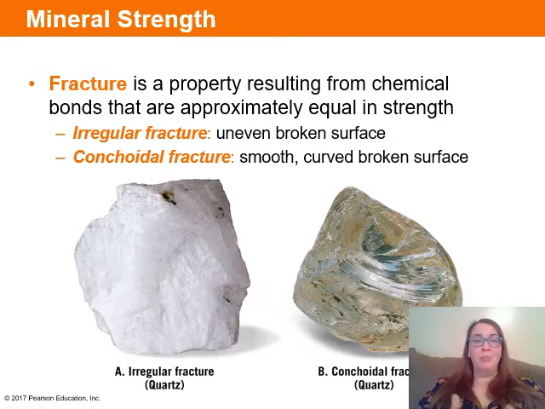If I just drop a plate on the ground, I have no idea what kind of pieces or what shape those pieces it's going to break into. That's an irregular fracture. But we're going to see that some minerals have a special type of fracture called a conchoidal fracture. And we can see this here on the right, where it has this smooth, kind of dipped down surface inside of it.